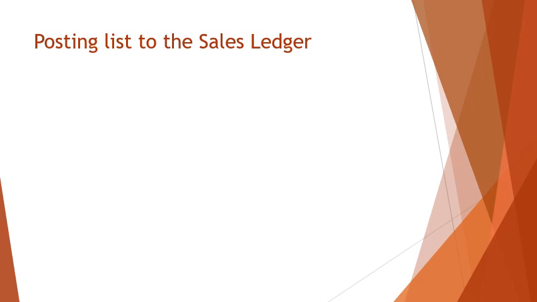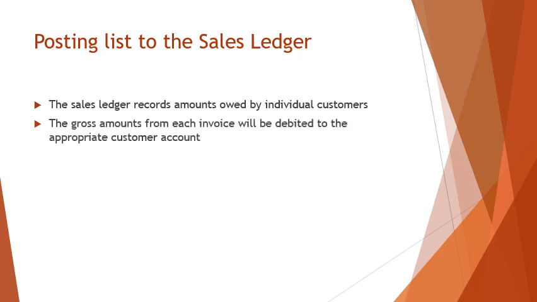In addition to making entries in the general ledger, we will also have to make some entries in our sales ledger. Now, just to remind you, the sales ledger is where we record and calculate how much money is owed to the business by its individual customers. So what happens here is that we will record the gross amount from each invoice, and that is going to be debited to the appropriate customer account. Please note that the VAT and net figures from our sales daybook do not get recorded in the sales ledger. It's only the gross amounts.